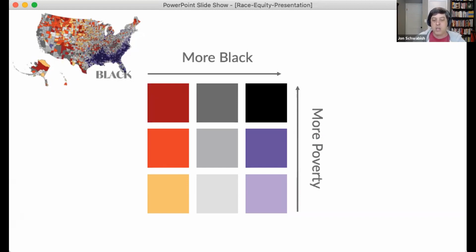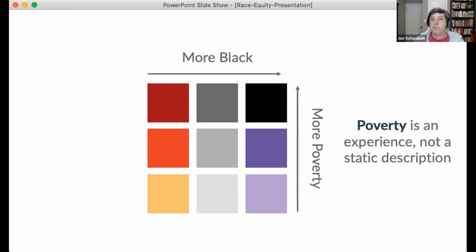Okay, so now that we sort of set up what the map is trying to show us, let's look at the words that are being used here. Okay, first on poverty. Poverty is an experience. Poverty is not a static description of people. I can be in poverty this year, but not in poverty next year.